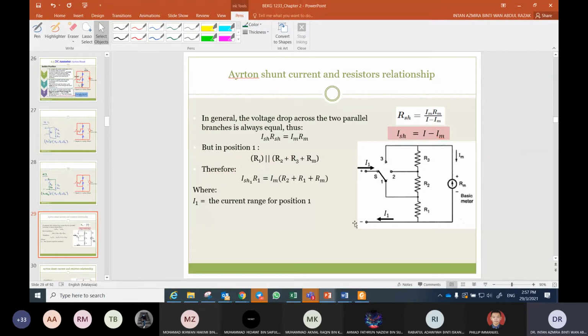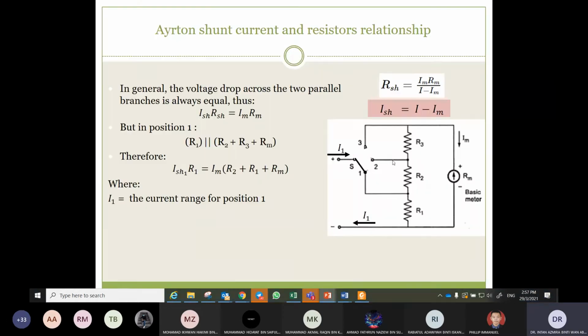Okay. So let's go to the other slide. In general, the voltage drop across the two parallel branches is always equal, right? So V shunt is equal to Vm. V shunt is I shunt R shunt, equal to Im Rm. But I shunt is always the big I minus Im. So now the equation depends on the location of the switch.